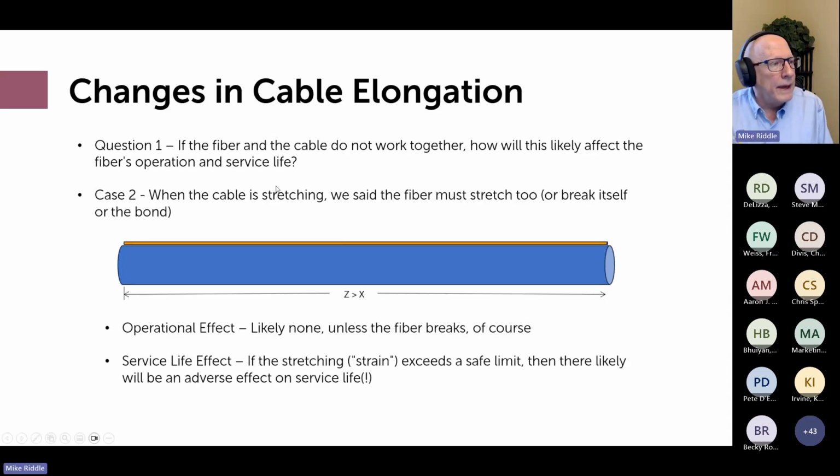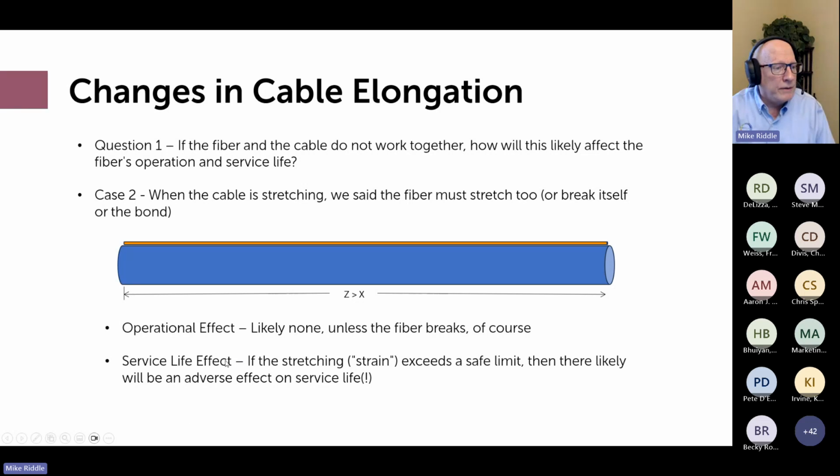So what about case two? What about when the cable is stretching? So the operational effect, the immediate effect is likely none. So the fiber is strong, and until the fiber breaks, or just before it breaks, you don't see much change in its optical performance. So the attenuation doesn't change. So its ability to transmit light continues until just about the point where it breaks.